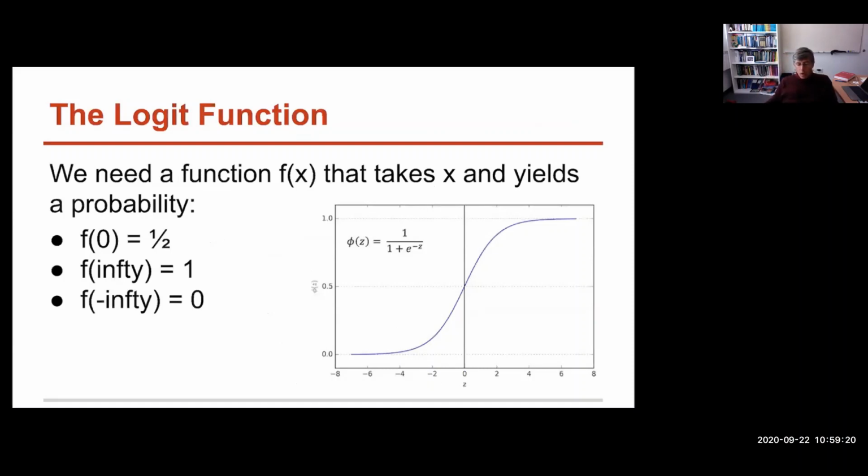And that score, that function, is what we call the logit function. Okay? The logit function is defined like this: 1 over 1 plus e to the minus z. It's a function of one variable z. This is the difference in our rankings.